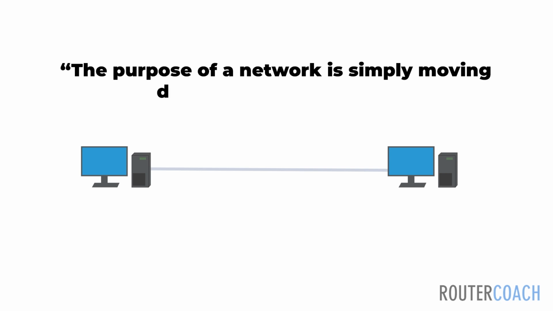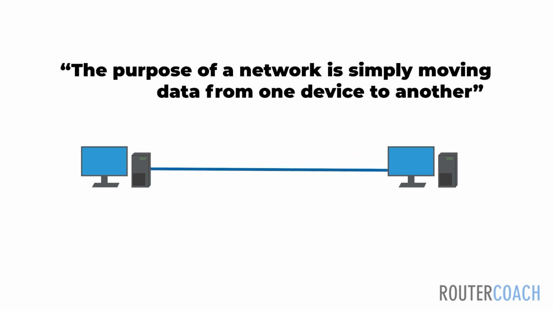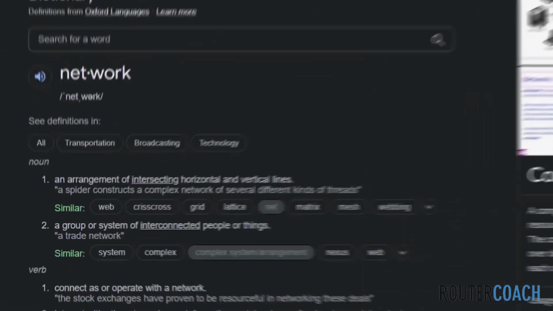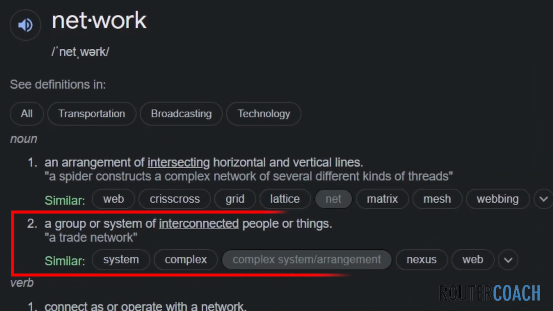All you need to know at a base level is that the purpose of a network is simply moving data from one device to another. However, a more official response, if we look at our all-knowing friend Google, is a group or system of interconnected people or things. This is a good starting statement, but probably ends up leaving us with more questions than answers. Let's start to break it down.